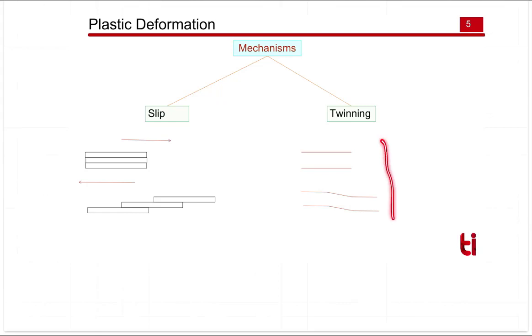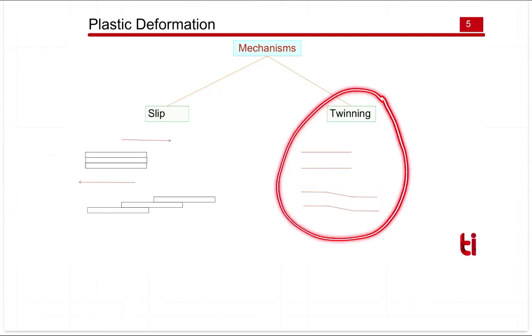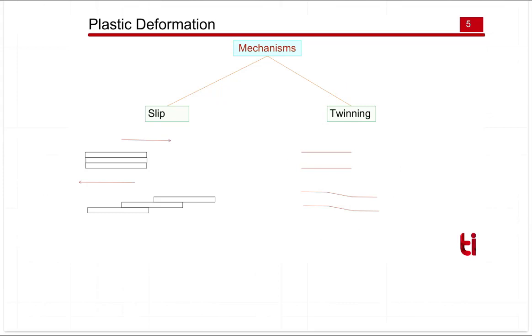In twinning, no complete step is created. Here there is just a distortion or an orientation change in this part. We will discuss it later. But the main important mechanism by which plastic deformation takes place is slip.